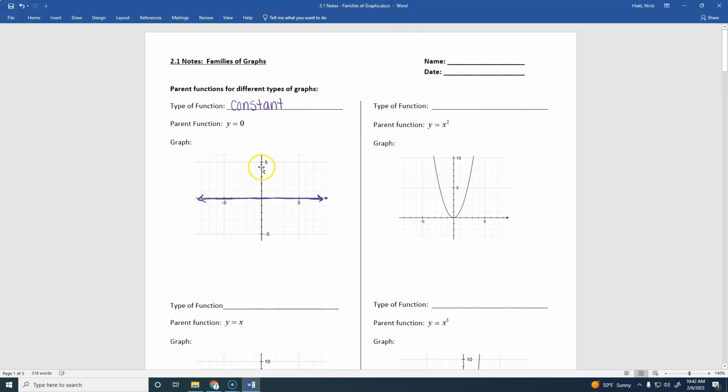So constant function is a horizontal line. You basically can only move it up or down. There's not much else you can do to it. I'm going to just skip over here just because it's easier to do.